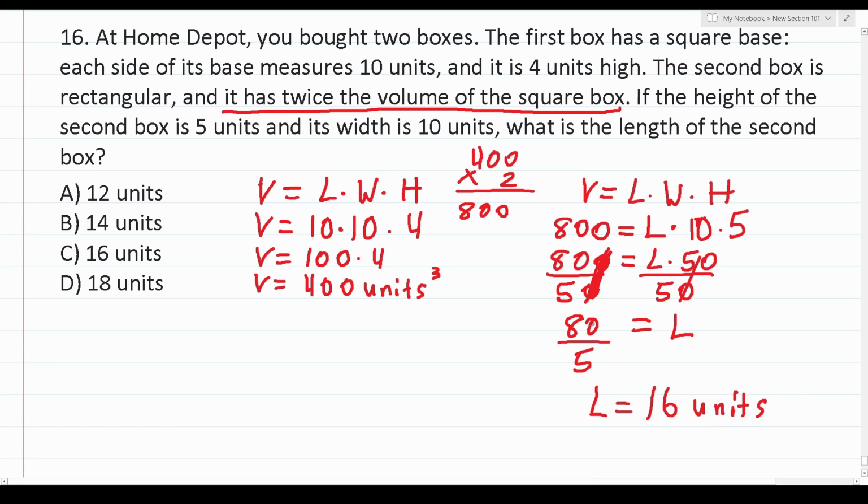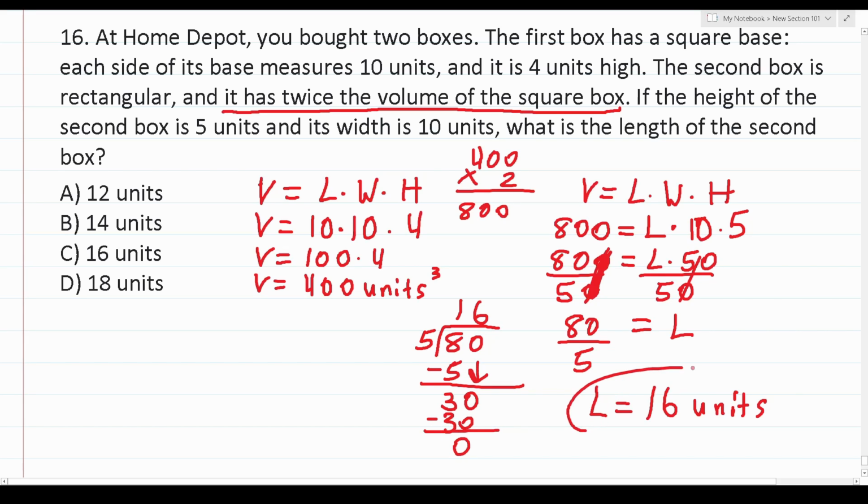That said, let's say you couldn't do that mental math here. You could always read this as 80 divided by 5. 5 goes into 8 one time without going over. 5 times 1 is 5. 8 minus 5 is 3. Drop down this 0. 5 times 6 is 30, so there is no remainder. All right, so you could have done 80 over 5 mentally, or you could have worked it out using long division. Regardless, you can see that the answer is L equals 16 units, which is C in this case. Okay, so that's that one.